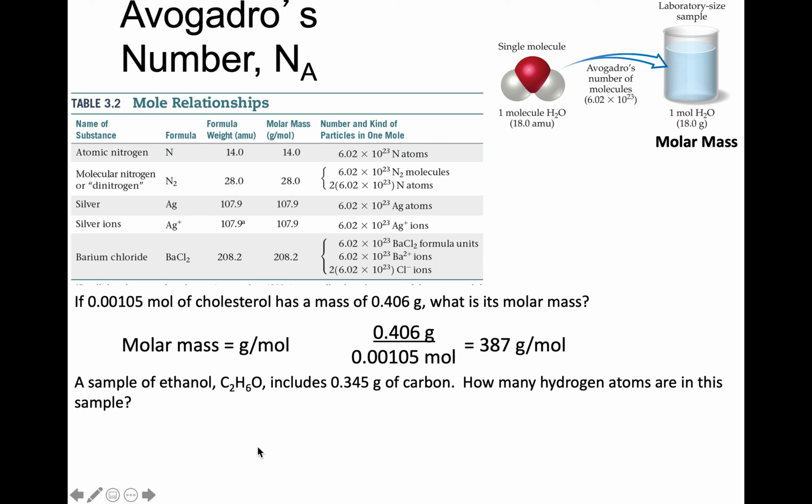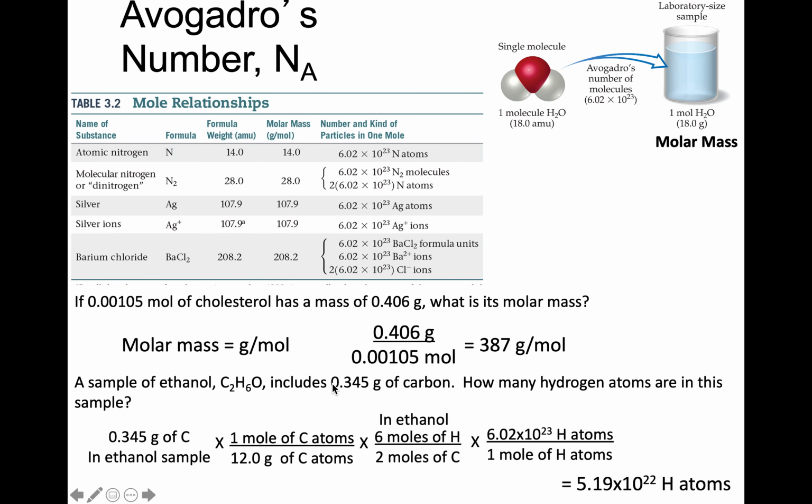The second one here is a little bit more complex, and I'd use dimensional analysis for this. A sample of ethanol includes a certain amount of carbon. How many hydrogen atoms would be present? I'm going to start on the left-hand side with the information that was given. 0.345 grams of carbon are in the sample. In order to cancel that, I need to have grams of carbon in the denominator. What do I know about grams of carbon? By looking at the periodic table, I know that 1 mole of carbon atoms adds up to 12 grams. If I then look at the formula for ethanol, I can convert from moles of carbon to moles of hydrogen, and then finally, using Avogadro's number, convert to how many hydrogen atoms I have.